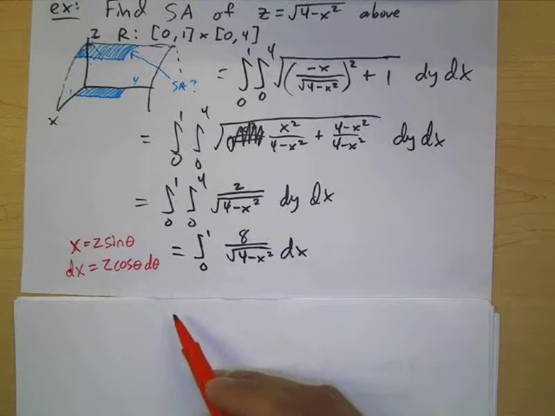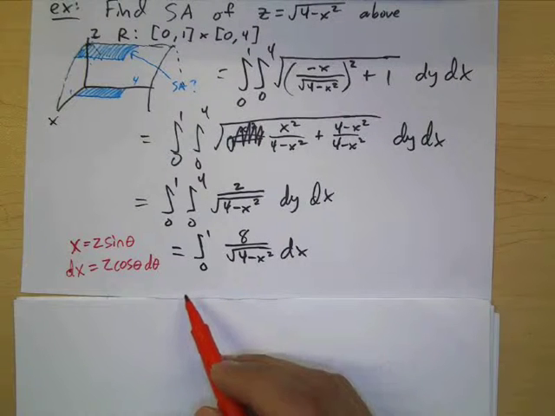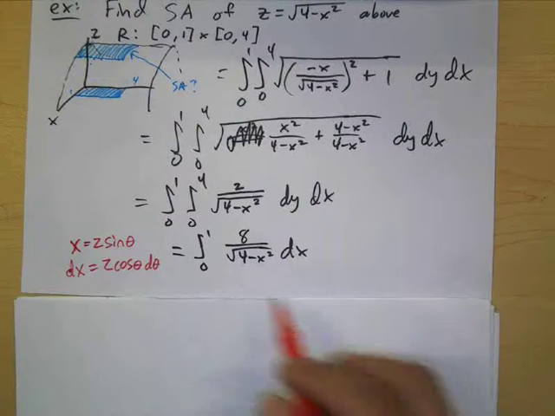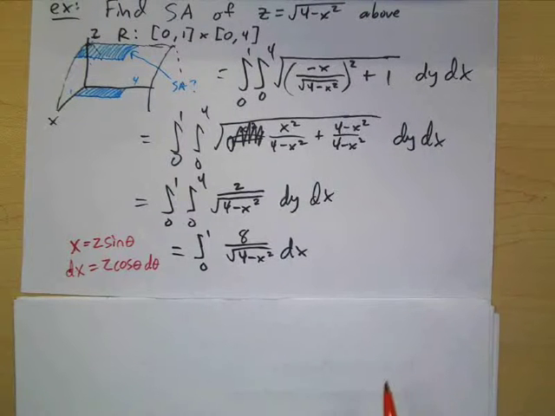Is there a point where you have to resubstitute back? It depends on if you switch the bounds or not. So I'm going to work this through and actually leave it in terms of theta. Okay? So here's what the new integral is going to look like.